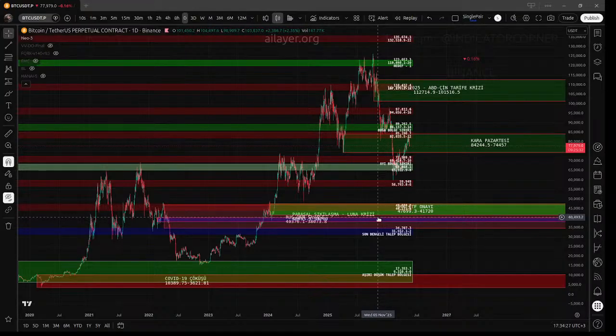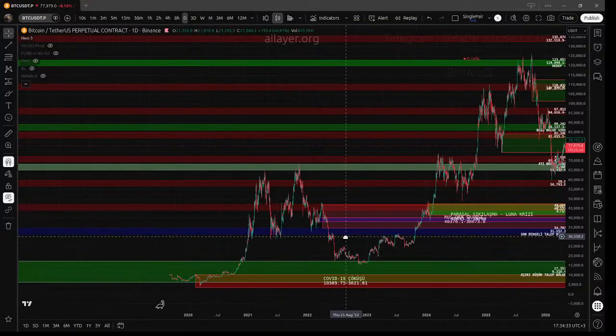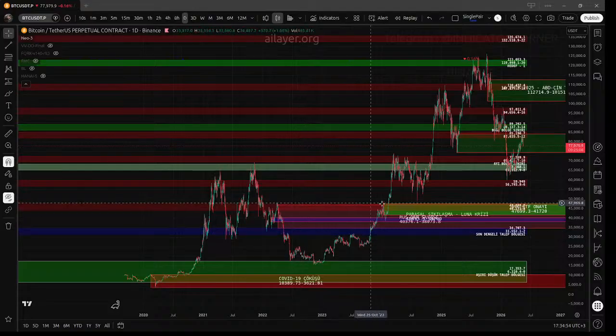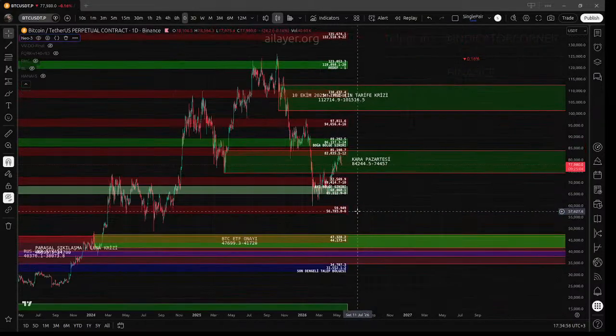The region labeled COVID-19 collapse. This region is the COVID-19 collapse. It represents one of the largest imbalance origins in Bitcoin history. And markets often revisit origin zones eventually, sometimes years later. Again, not certain, but a structural possibility in my pocket.